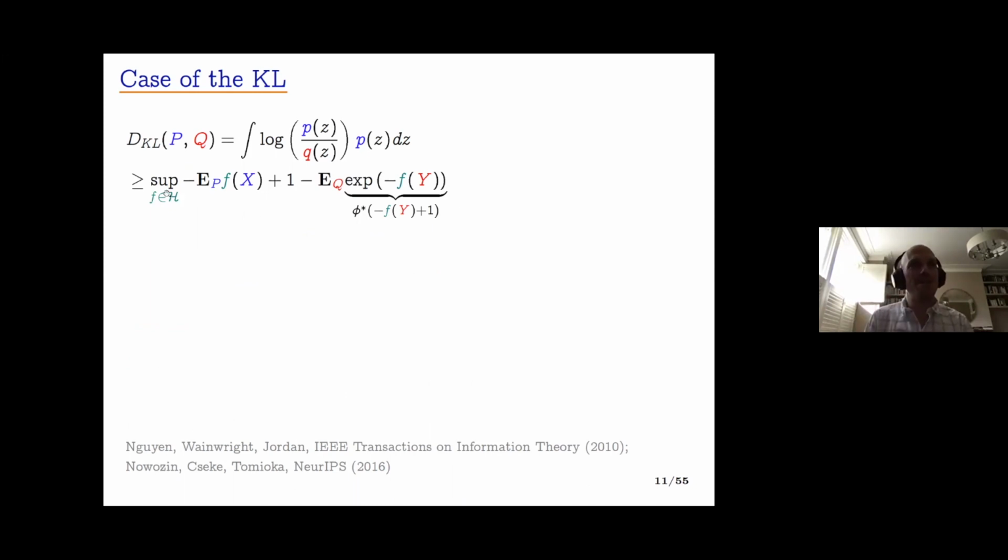So I've got this lower bound in terms of the sup over f in calligraphic H, a smooth class of functions, of the negative expectation of f plus 1 minus the expectation under q of e to the minus f. So this e to the minus f derives from my dual function of phi. So remember, phi for KL is u log u. So this is now a variational lower bound on KL in terms of f, which belongs to a smooth function class.